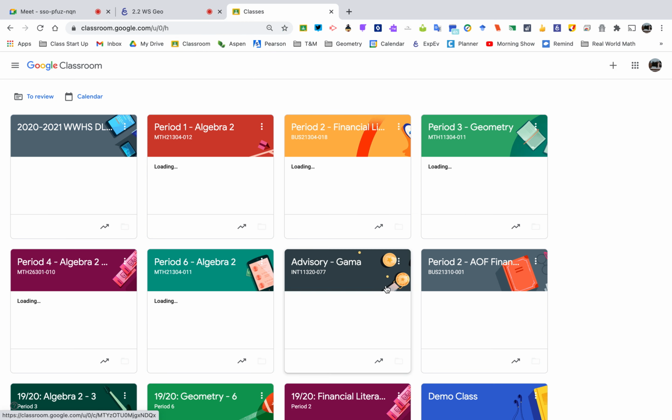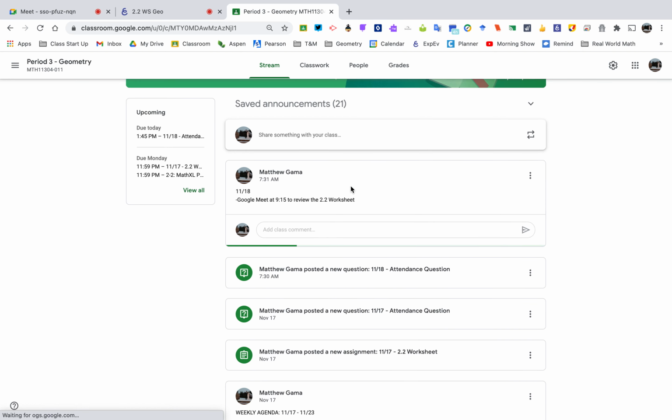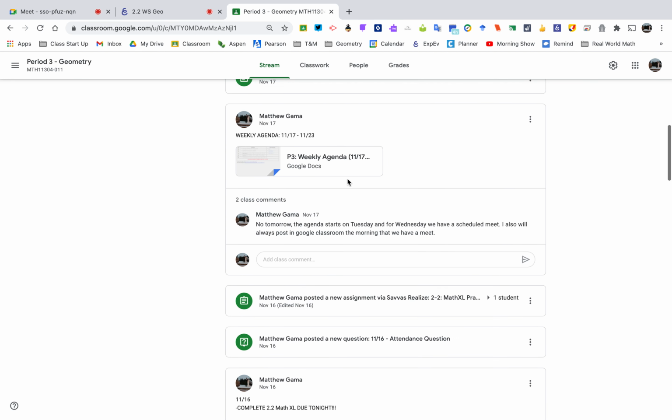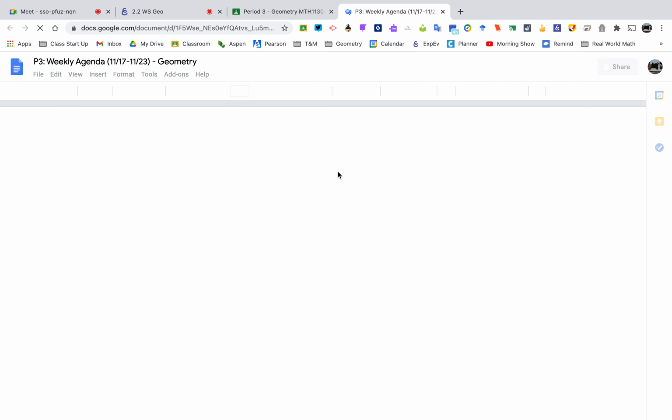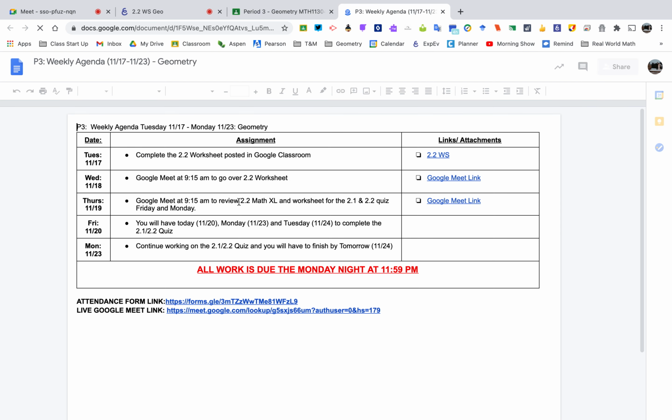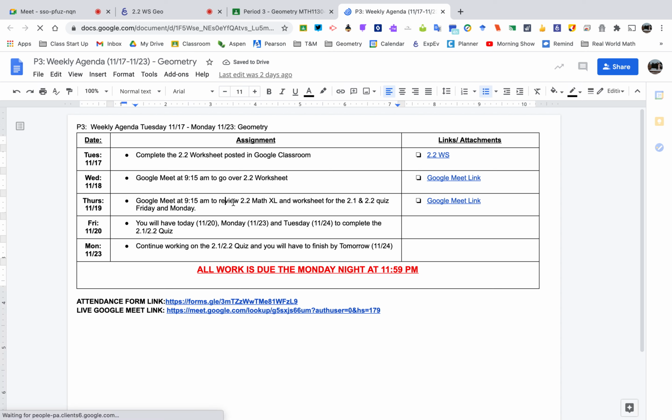Let's look at our agenda. Hopefully you guys do look at the agenda. Oh, no, I lied. So we're actually going to have a quiz next week. Well, starting Friday, you're going to be able to work on it Friday, Monday, and Tuesday. So tomorrow we're going to meet and kind of go through the 2.2 Math Excel and maybe the worksheet for like all the worksheets and stuff for 2.1 and 2.2 to kind of get you ready for that quiz.